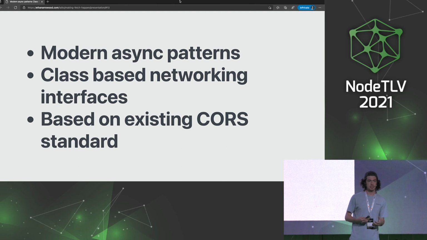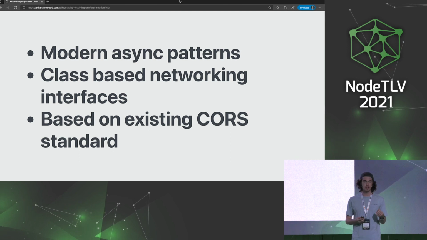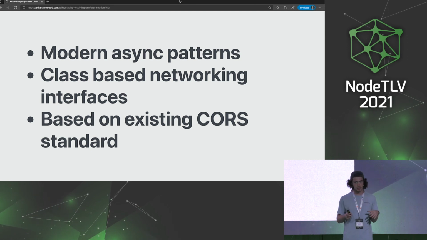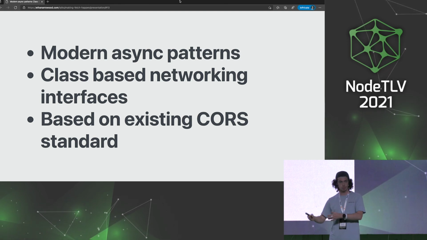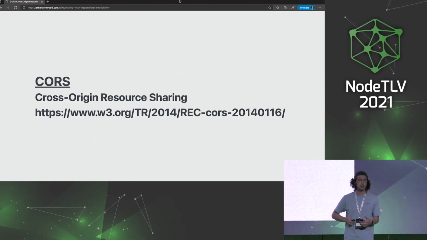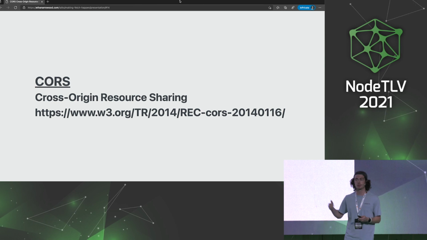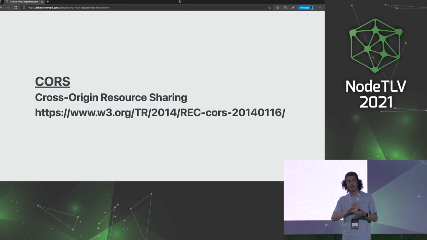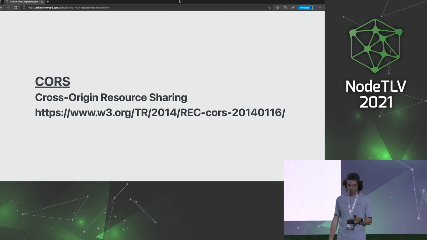So what fetch brought to the table was modern async patterns, class-based networking interfaces, and it's based on the existing CORS standard. That's actually something I found out when doing research for this talk, is that the fetch standard wasn't something brand new. They actually took CORS from W3C, and they put it into the WHATWG group, and then they made fetch on top of it. And here's the link to the CORS spec. I think the last time it really got a proper update was in 2014. I think it was forked before that, but this was when they finally decided, we're not going to be doing anything more for CORS as W3C. It all exists in fetch now.